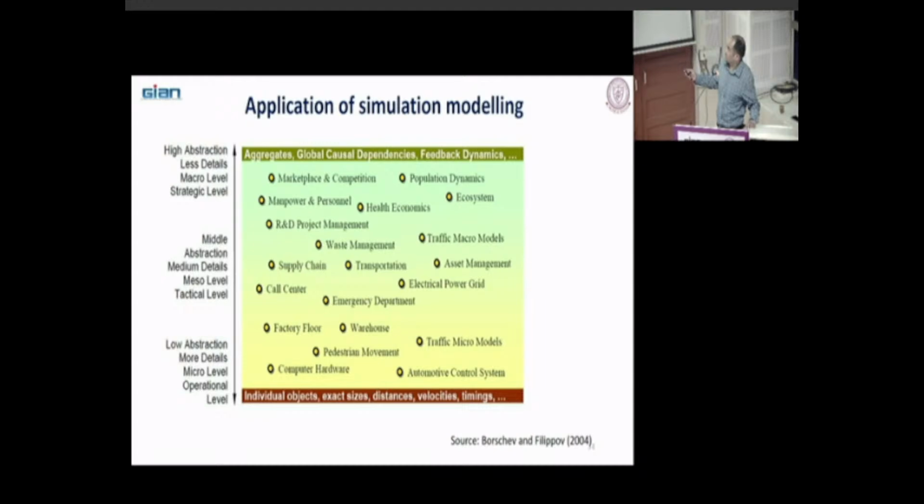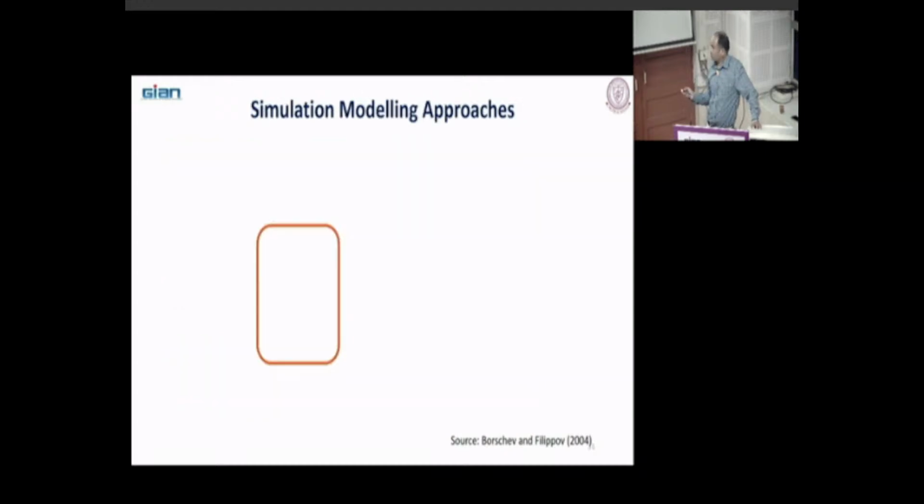Application: you can see where you can use the simulation techniques. High abstraction level means you don't need a lot of details. Population dynamics, like population growth or GDP growth, you don't need a lot of information there. But in the middle, supply chain and transportation, you need more details. And low abstraction means more details, again automotive, pedestrian movement.